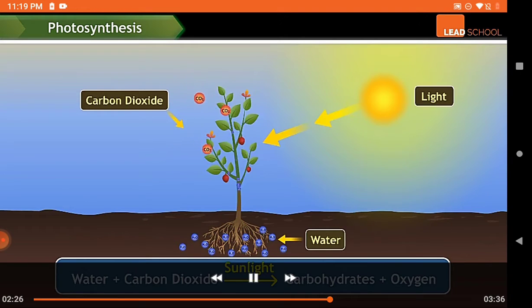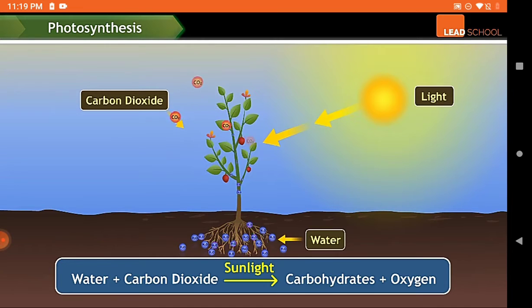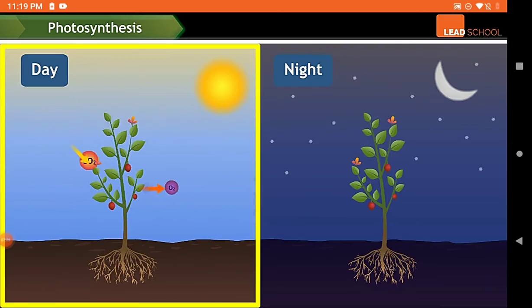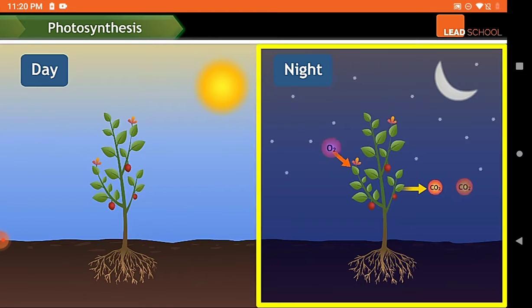The photosynthesis reaction is important for another reason. It produces oxygen. Since photosynthesis happens only in the presence of sunlight, plants release oxygen only during the day. At night, they release carbon dioxide.